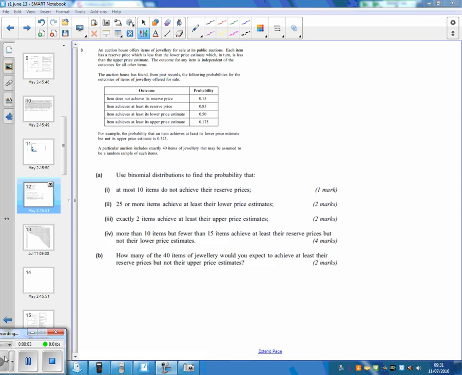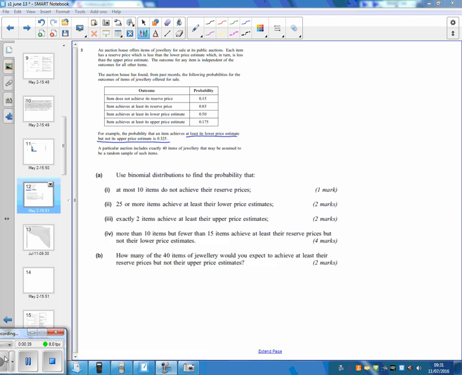Question number 3 on the June 2013 AQA S1 paper. And we've got a binomial distribution question. We've got items of jewellery for sale, and each has different prices. So we've got a table of probabilities that we need to use to answer this question. It tells me, for example, the probability an item achieves at least its lower price estimate, but not the upper price estimate, of 0.325. So you need to think about how they're working it out.